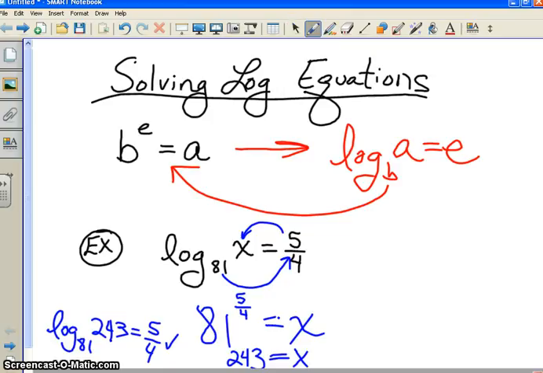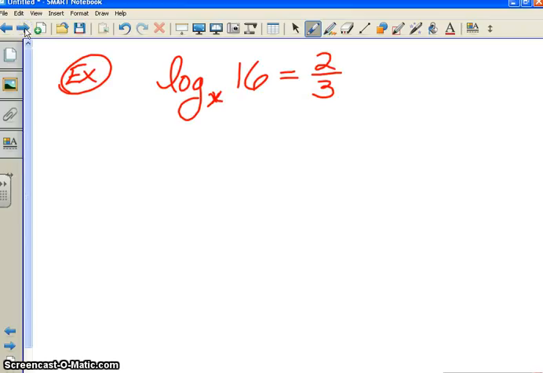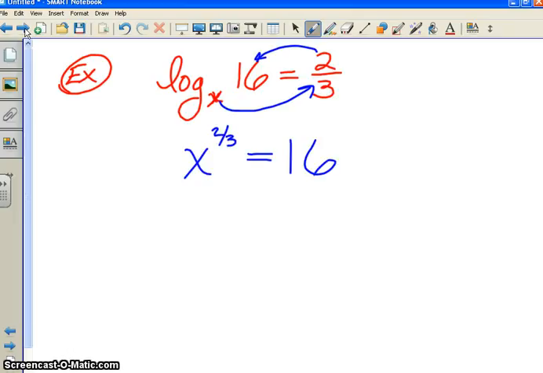The next equation, I'm going to switch it up a little bit. I'm going to change our x from being the answer of our log to being the base of our log. So log base x of 16 gives me 2/3 as an answer. Well, let's get rid of that log and change this to exponential form. So base of x, exponent of 2/3, gives me 16 as an answer. There's my exponential form.